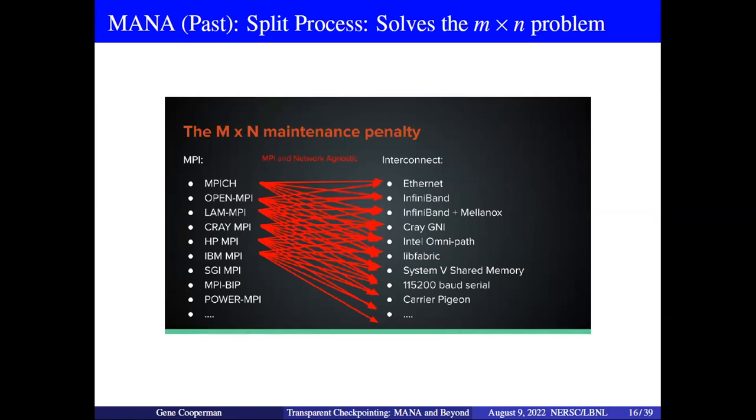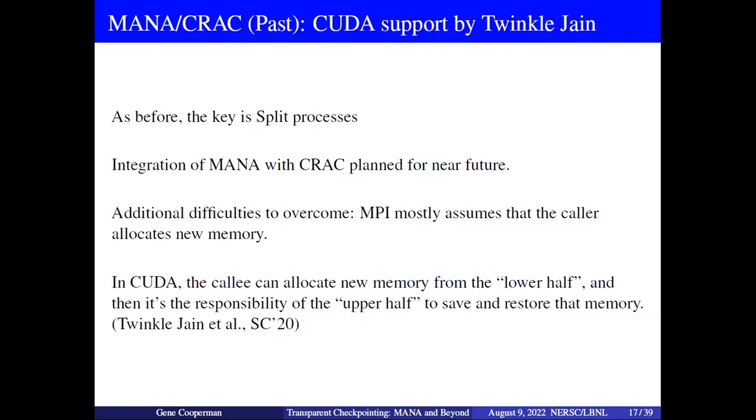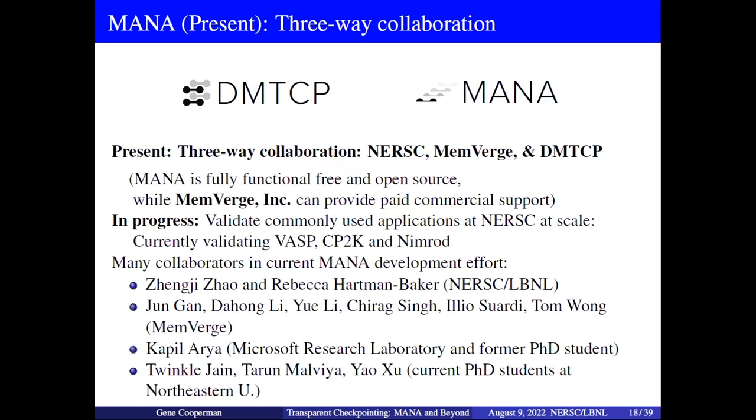In the early days of MPI, sure, everyone is going to use MPICH and everyone is going to use TCP/IP, whatever that is here, I guess Ethernet. But obviously that's not where the future is headed. Okay, so split processes, CRAC, three-way collaboration. We've talked a lot about this and it's a great adventure with a lot of collaborators. So I'm very fortunate to be able to speak here on behalf of so many people who have very interesting ideas.